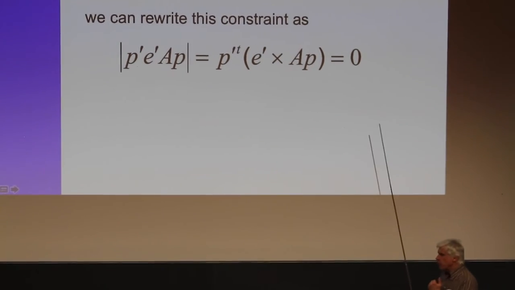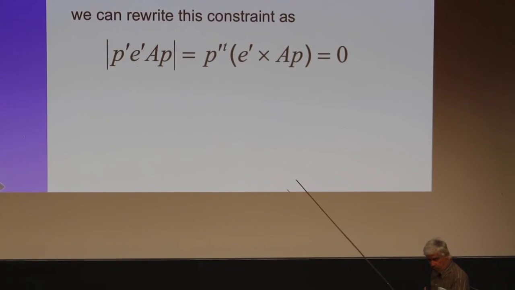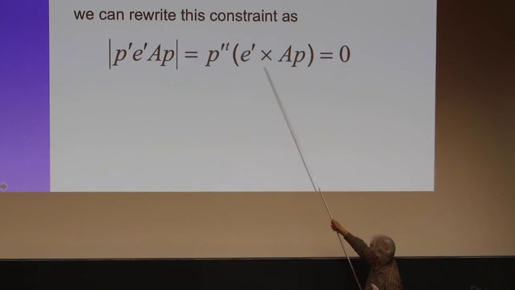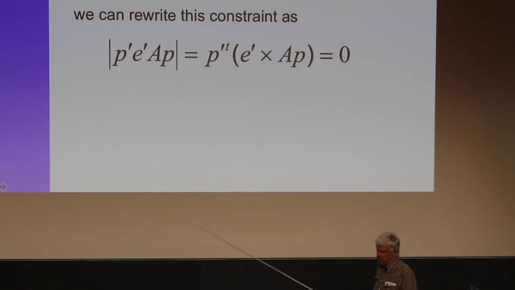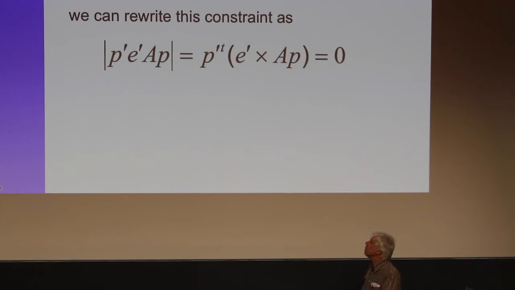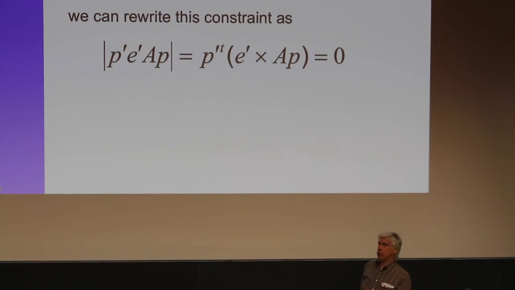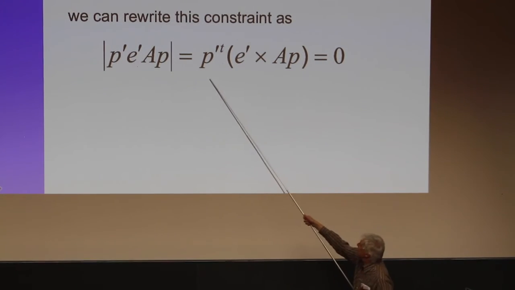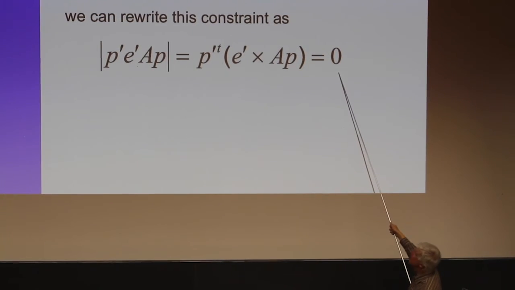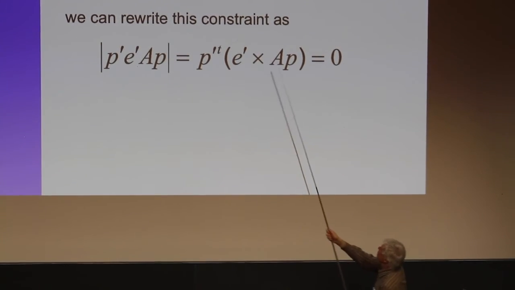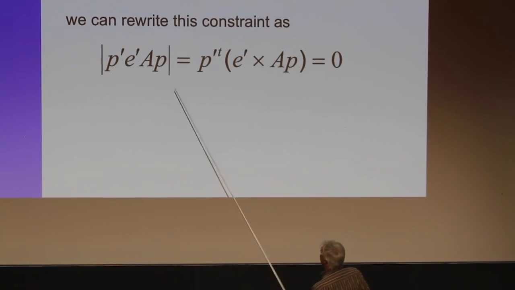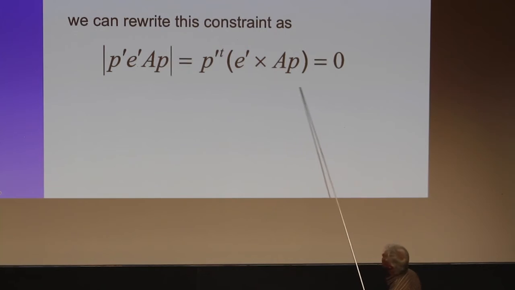We say, okay, there must be no component of P prime sticking out of the plane spanned by E prime and AP. Or in other words, P prime must lie completely in the plane spanned by E prime and AP. Nothing must stick out. So that's exactly the same meaning. Again, it has to be 0. So this equation can be reformulated like this being 0 or that being 0.